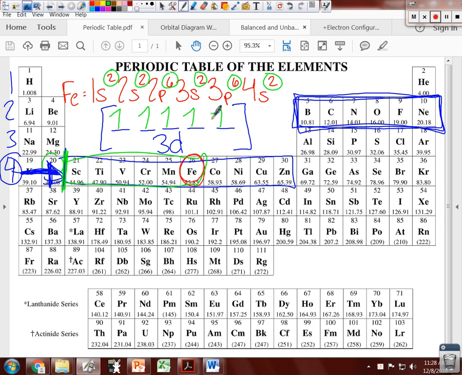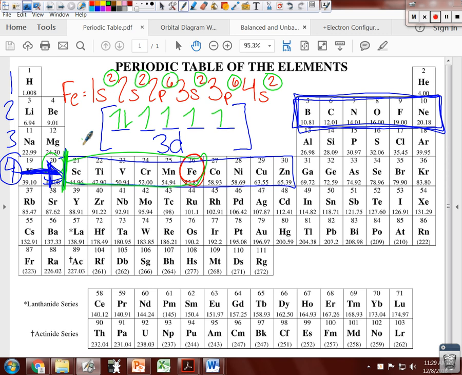I'm out of room. What do I do? Go back to the beginning and do what? Go down. So this is the orbital diagram for iron. Any questions? Here's the deal. If it's an orbital diagram, I'm not going to make you do 35 arrows. Okay, it'll be the smaller ones.